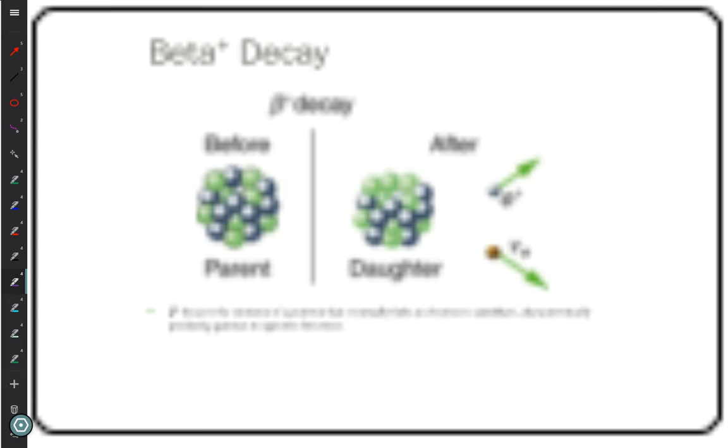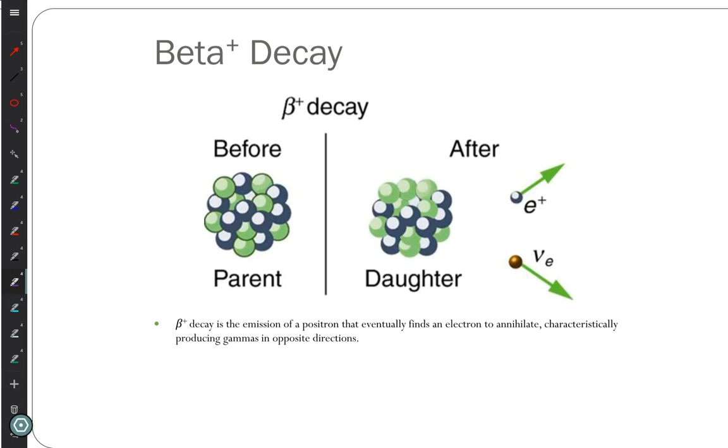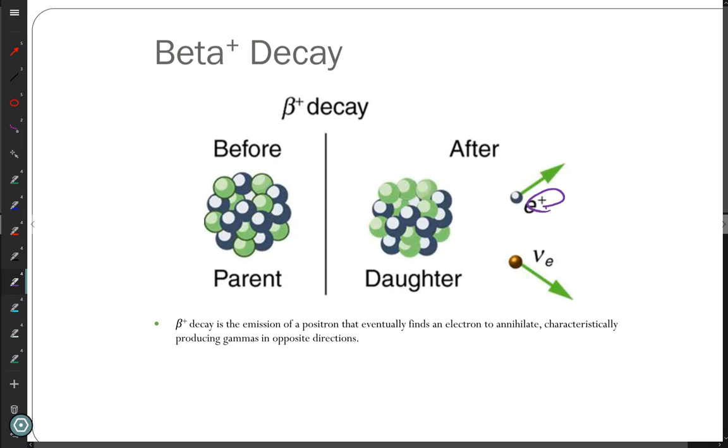Now we have the beta plus decay. That was beta minus, beta plus. It's got a positive charge. That's not an electron anymore, that's the anti-electron, more commonly known as the positron.